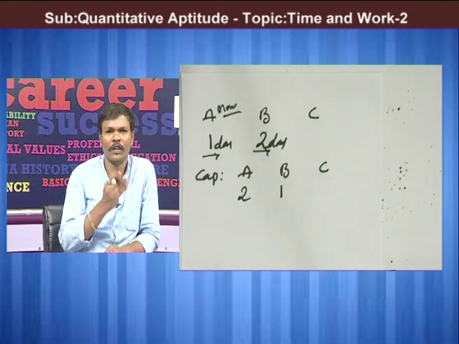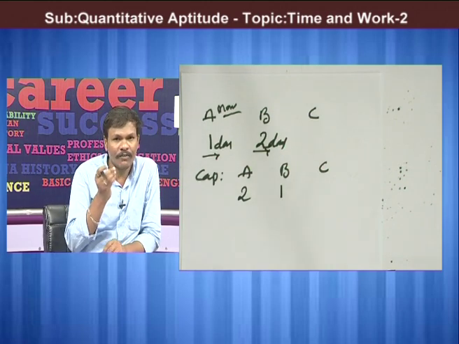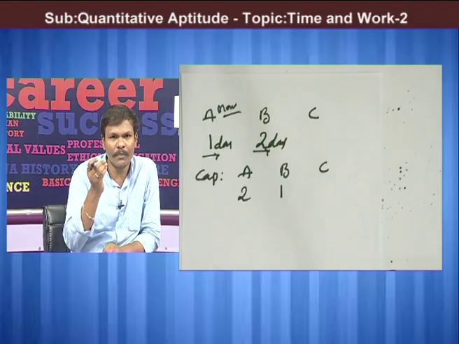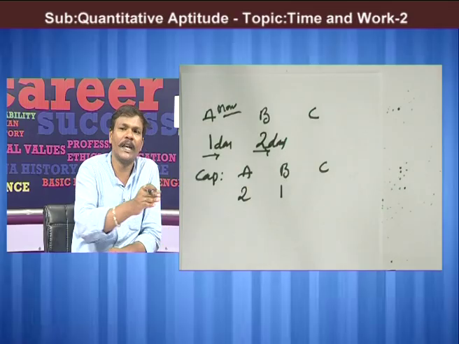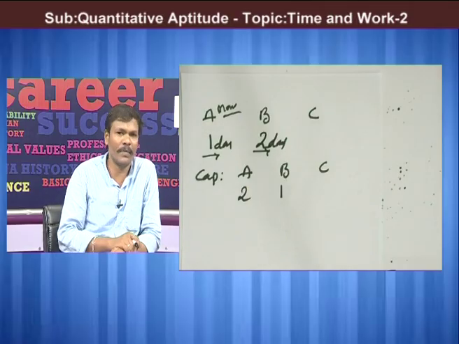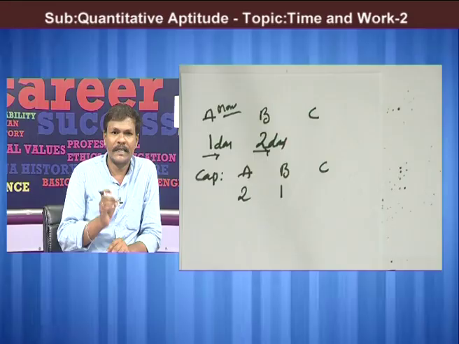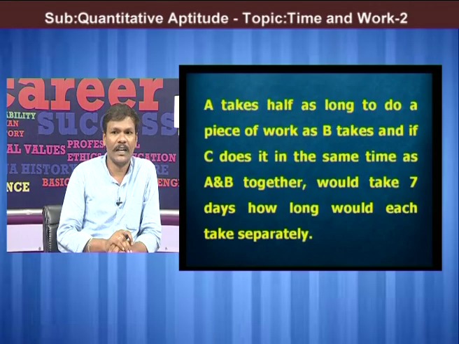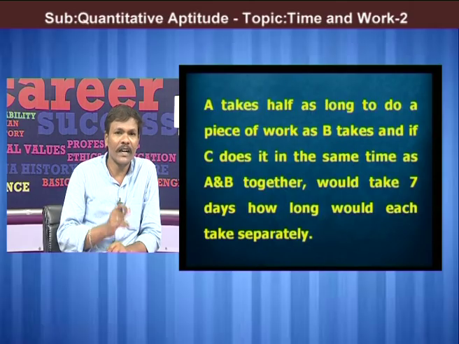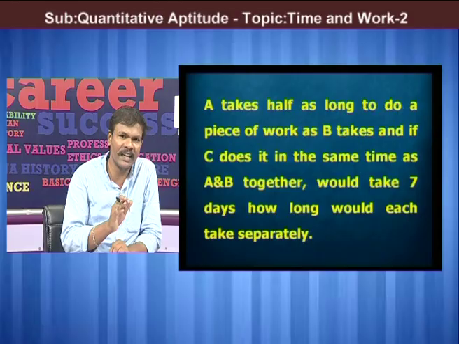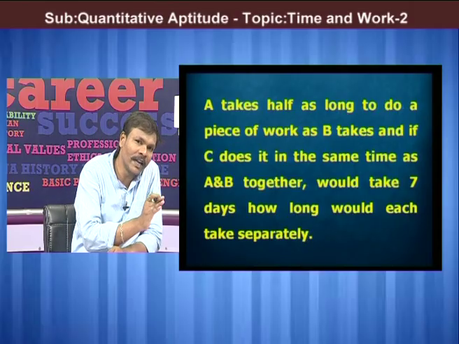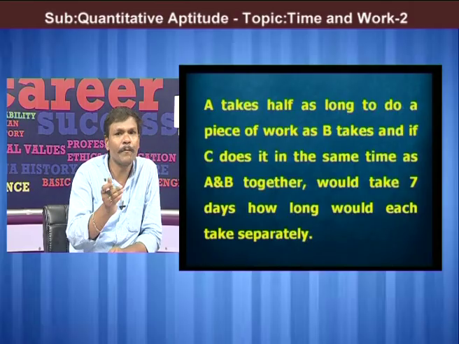Clear? So the question is, A takes half as long to do a piece of work as B takes. That means A is twice as capable as B. Since it was given in days, we are changing it into capacity. Next, C. C does it in the same time as A and B together. If A and B together, the C only completed. So the C capacity is what we have of A and B; that much work is completed by C alone.